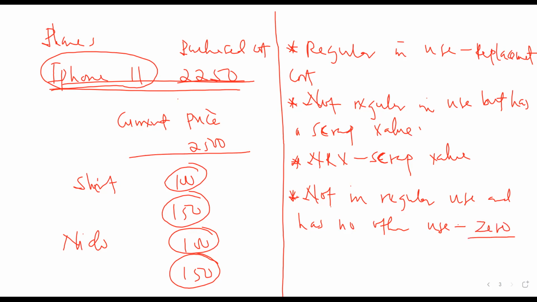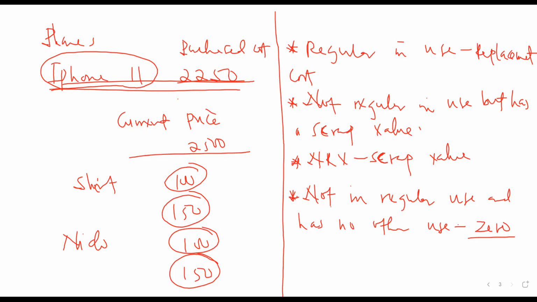So material that is not in regular use, has no other use and cannot be sold, the relevant cost is 0. Because whether you use it or not, it will spoil. So you using it has nothing to do with it, because if you don't use it, it will just be there. So this is about the material.